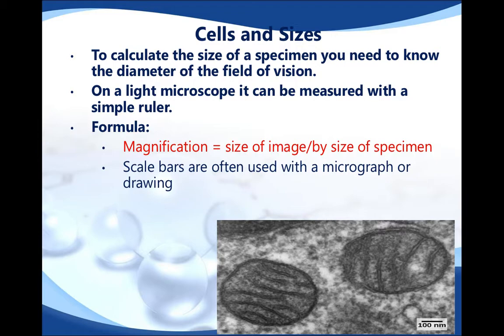The thing with using the ruler is that you need to make sure the scale is correct. So one way in order to calculate magnification is you can do the size of the image divided by the actual size of the specimen. That will give you the magnification. On most drawings you will find that there is a scale to help you with the calculation.